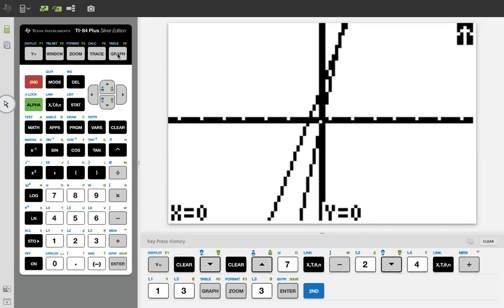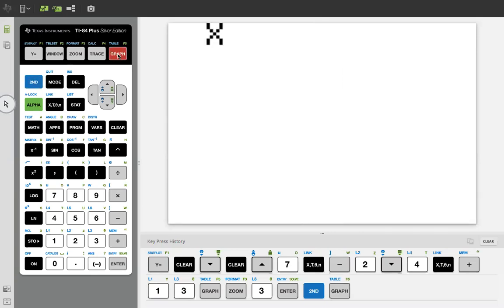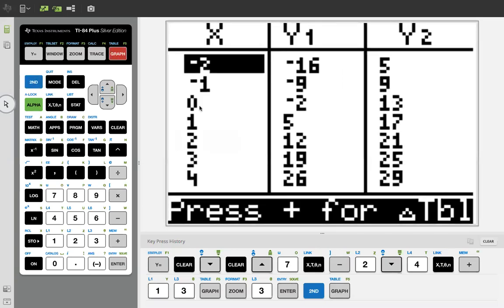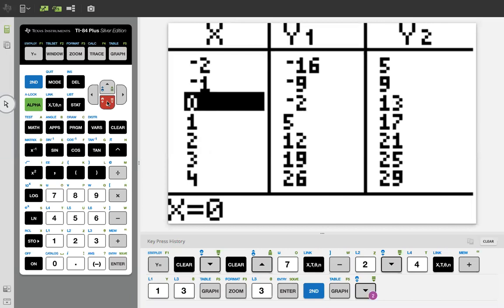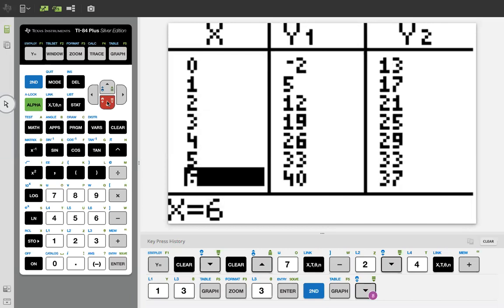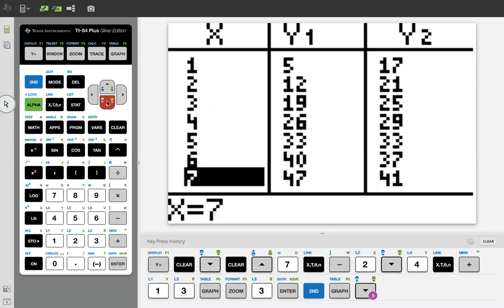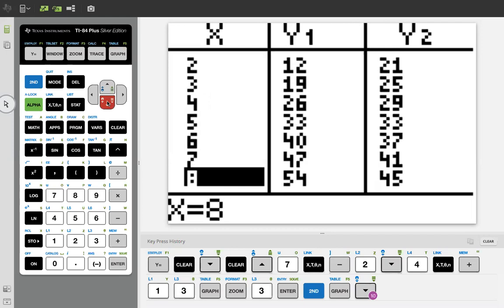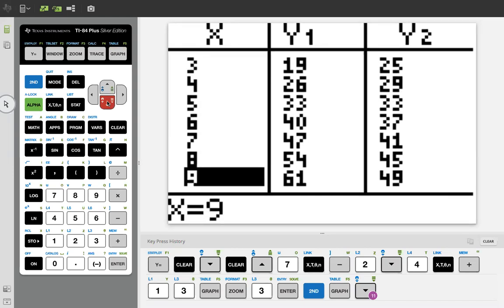So I'm going to go to the table. I hit second graph. And now I'm looking for where this column, y1, is equal to y2. Does anybody see where those two columns are equal? When you see when they're equal, just shout it out. Column 5. So your answer is x equals 5.